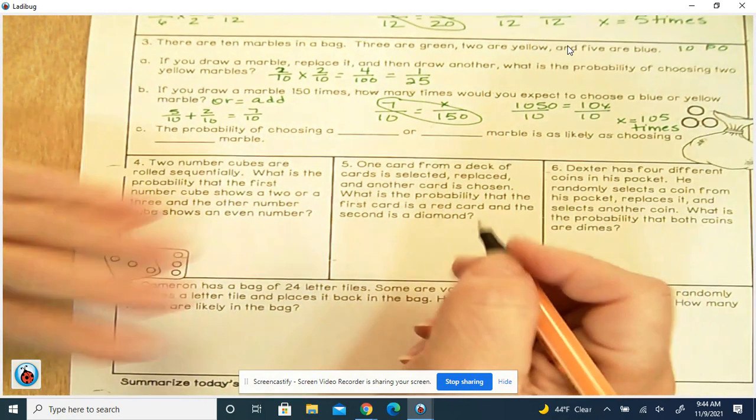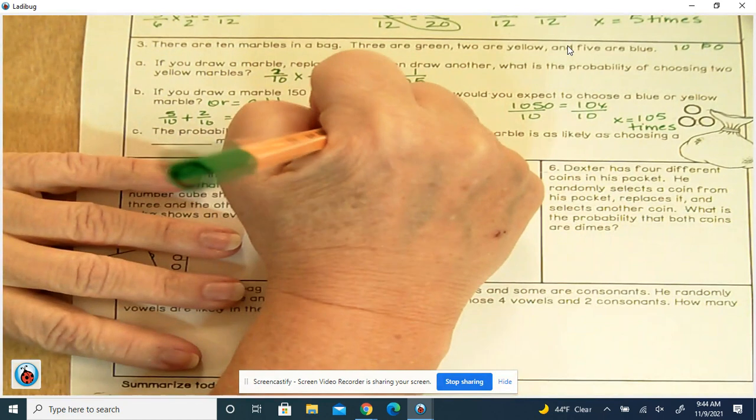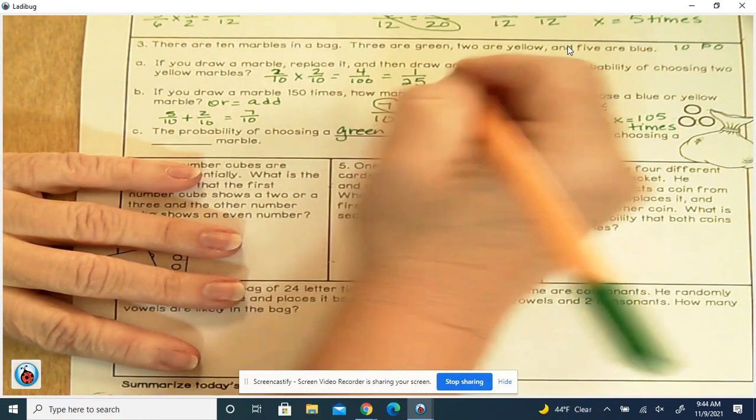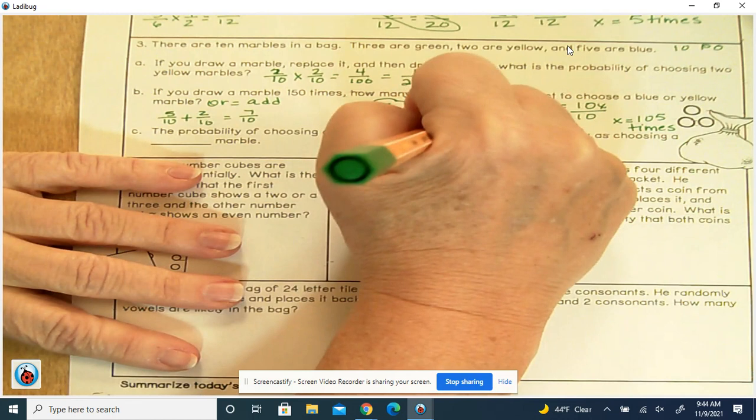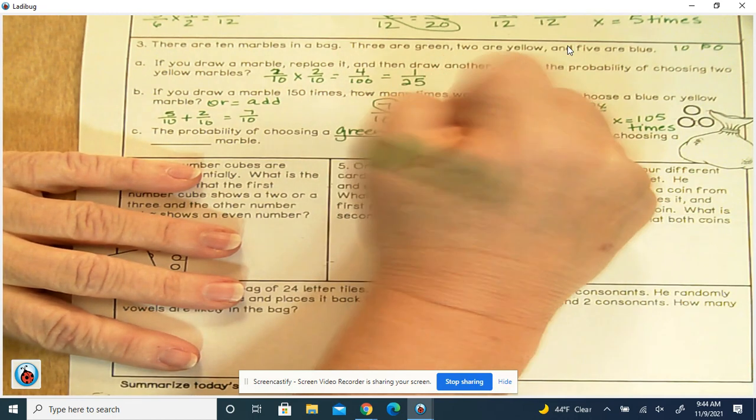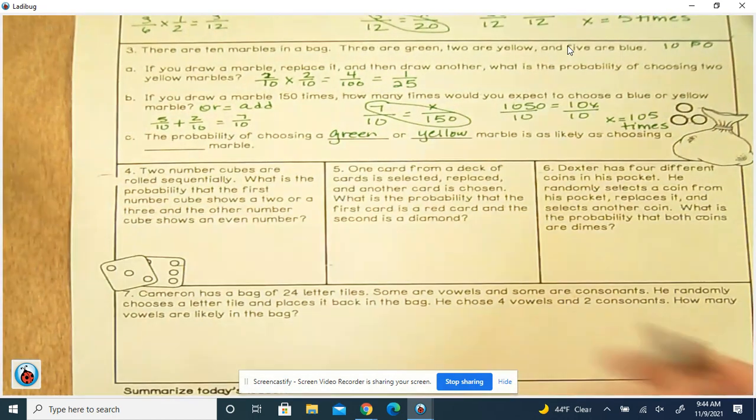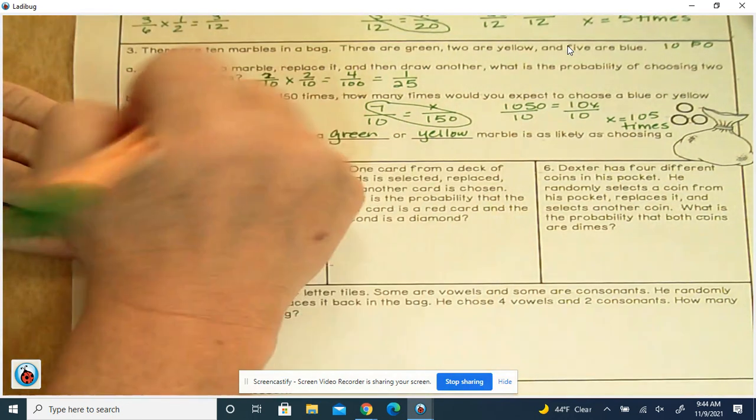The probability of choosing a green or a yellow marble is as likely as choosing a blue marble.